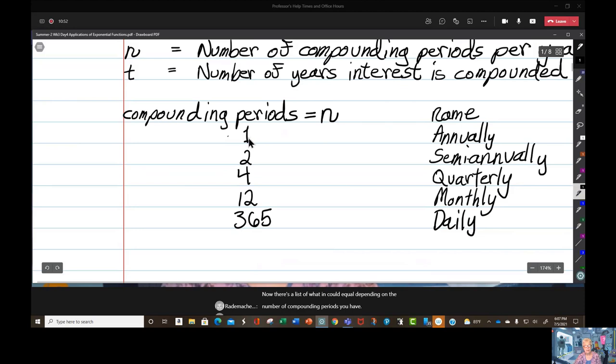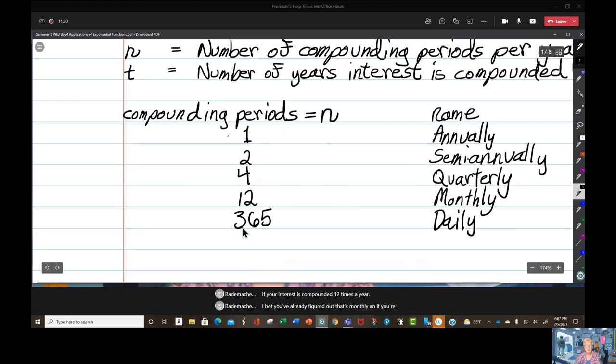Well, where do we start? How about here? If your interest is compounded only once a year, then we say it's compounded annually. If your interest is compounded twice a year, it's compounded semi-annually. This is the most common. If your interest is compounded four times a year, it's compounded quarterly. If your interest is compounded 12 times a year, I bet you've already figured out that's monthly.